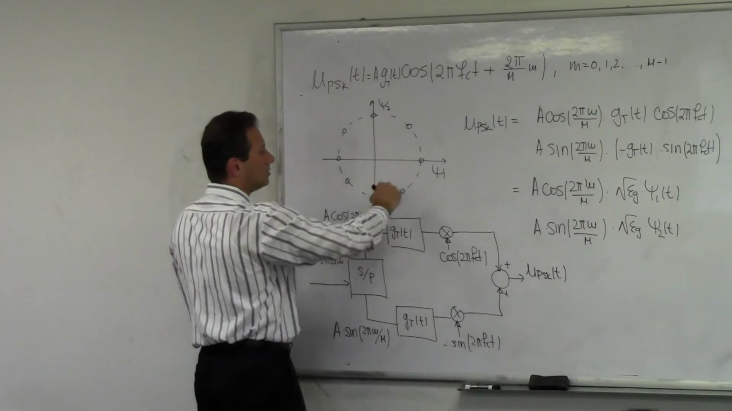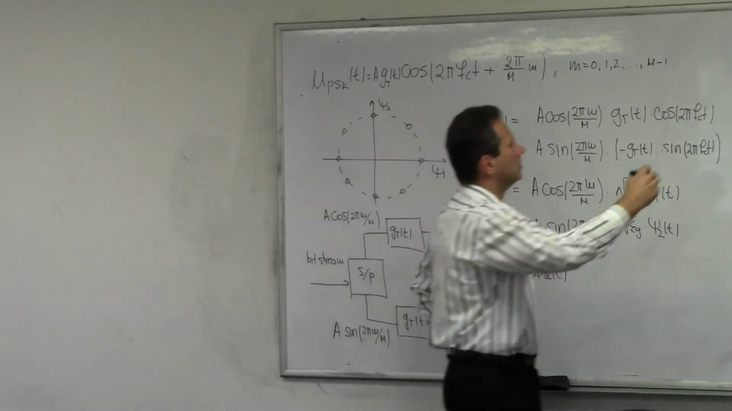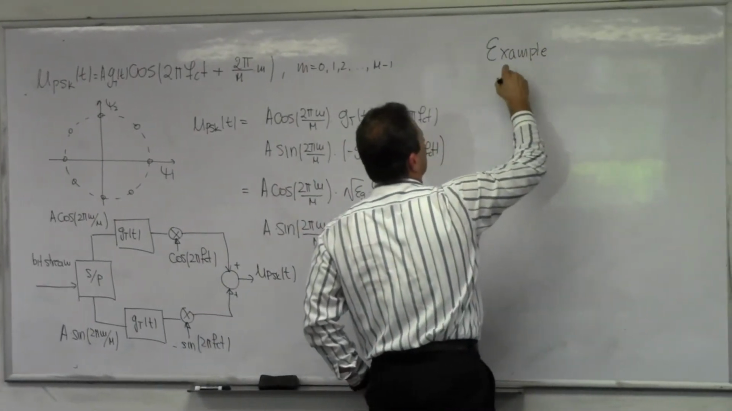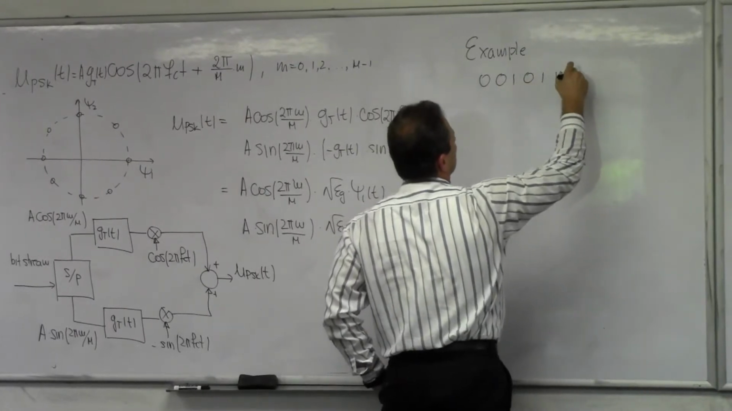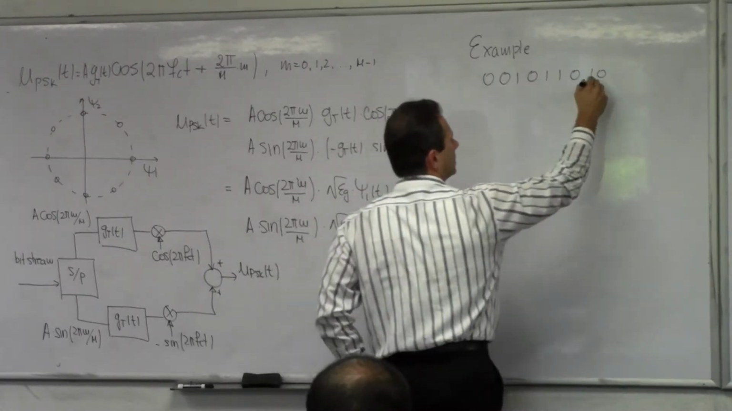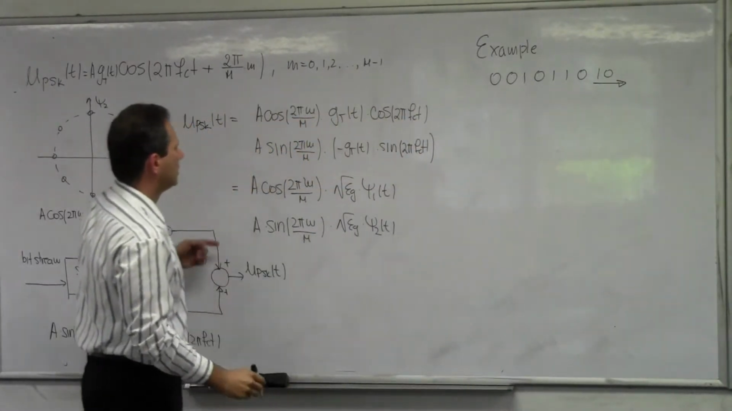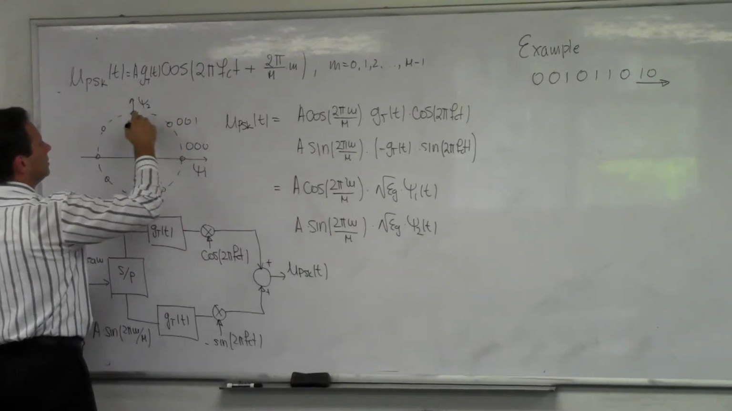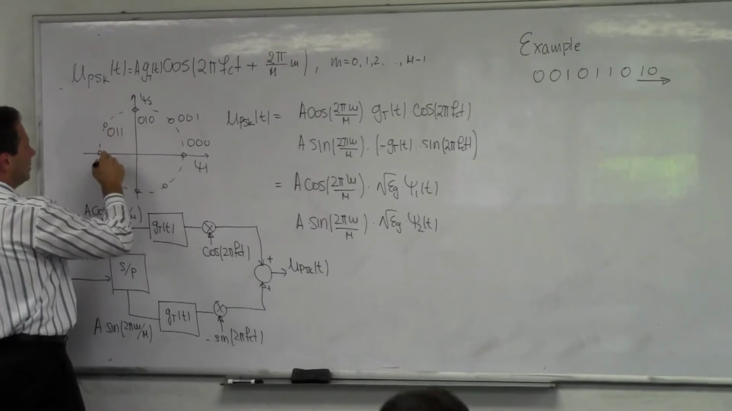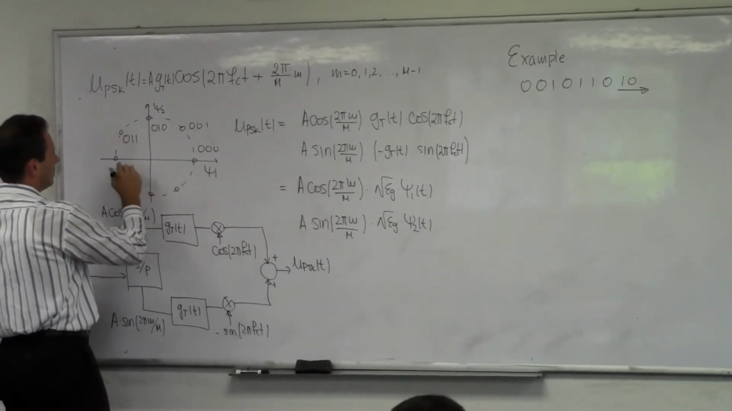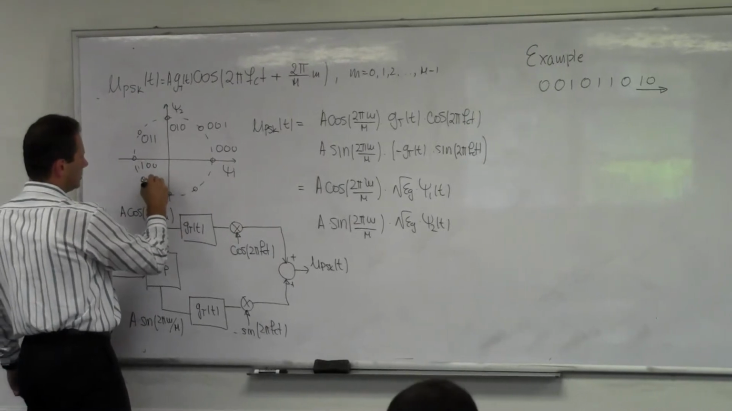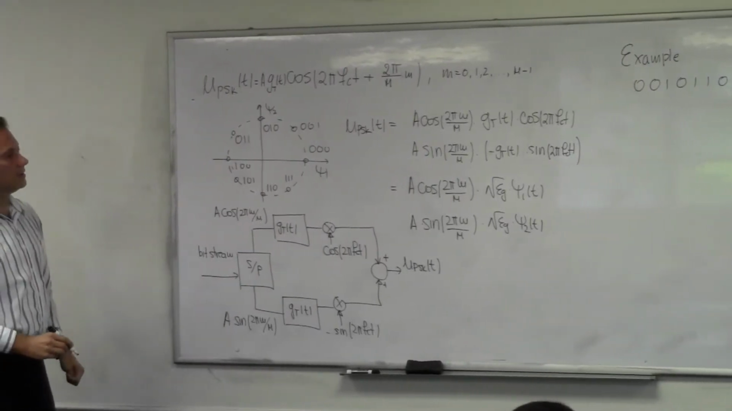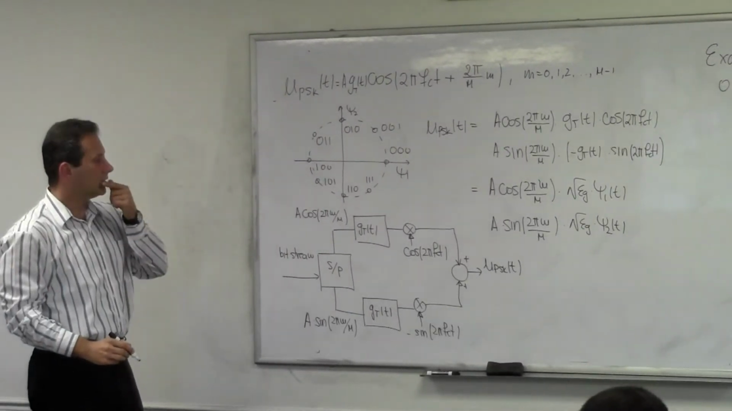Let's do an example. Let's look at our bit stream that looks somewhat like this. This is what is coming into the modulator here. Let's label these: 000, 001, 010, 011, 100, 101, 110, 111. So these are our 8 symbols and the 3-bit combinations that I have for each one of these symbols.